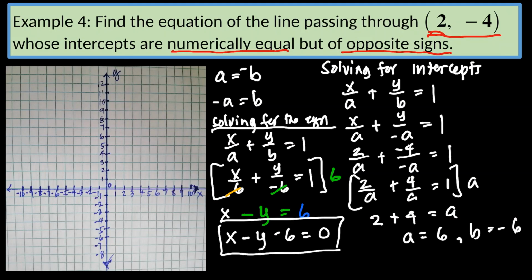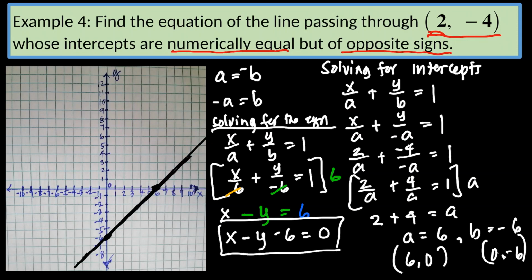Okay, so if we try to plot the points, this is 6 and 0, and this is 0 and negative 6. Okay, so 6 and 0 is here, and 0 and negative 6 is here. So this is the line. Okay, so if we connect these 2 points, this will give us the equation of the line, x minus y minus 6 equals 0. So this is the equation of the line.